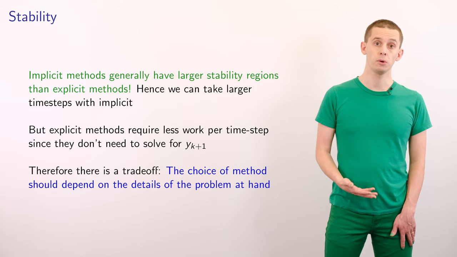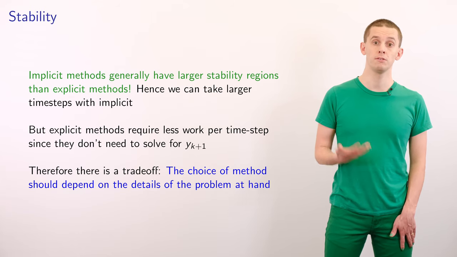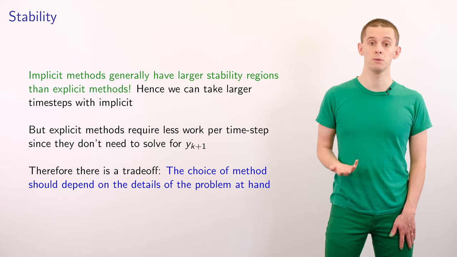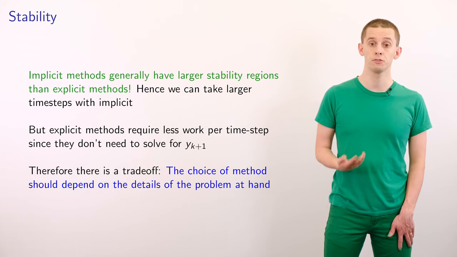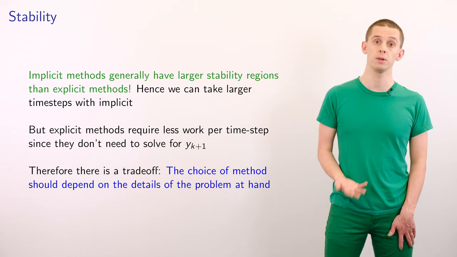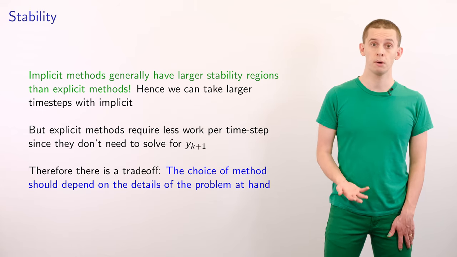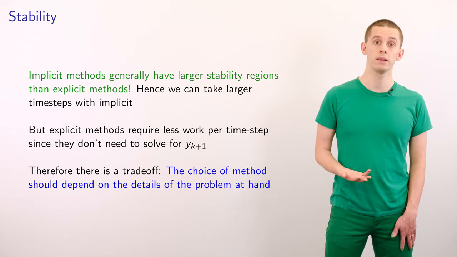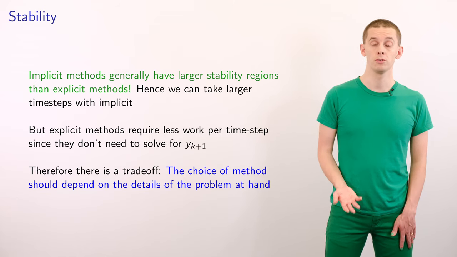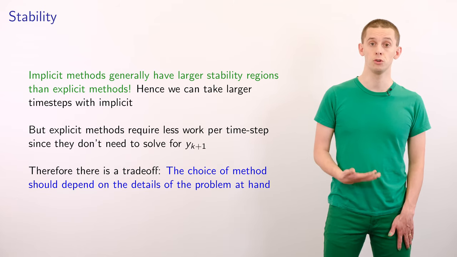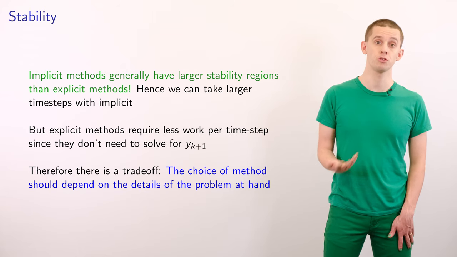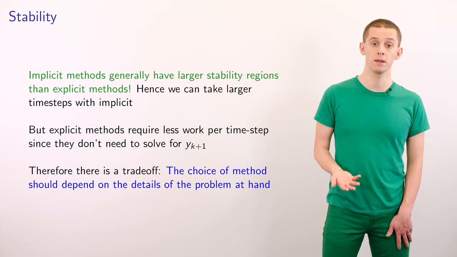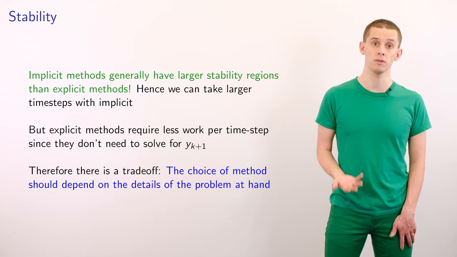So, in general, implicit methods often have larger stability regions than explicit methods, and that allows us often to take larger time steps with an implicit method. However, explicit methods require less work per time step, since you don't need to solve to find y_{k+1}. So therefore, we see that there's a trade-off, and the choice of method can really depend on the details of the problem at hand.